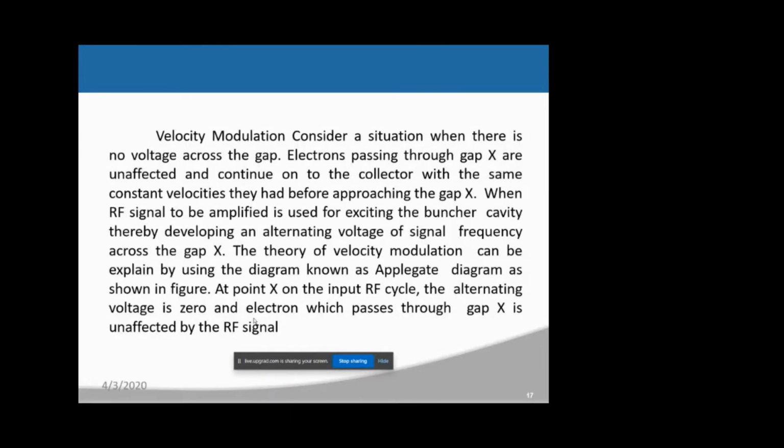Now, the RF signal to be amplified is used for exciting the buncher cavity, thereby developing an alternating voltage of signal frequency across the gap X. This is the condition when we are applying the RF signal that is coming to the gap X. The theory of velocity modulation can be explained with the help of a diagram as shown in figure. I'll just show you the figure.